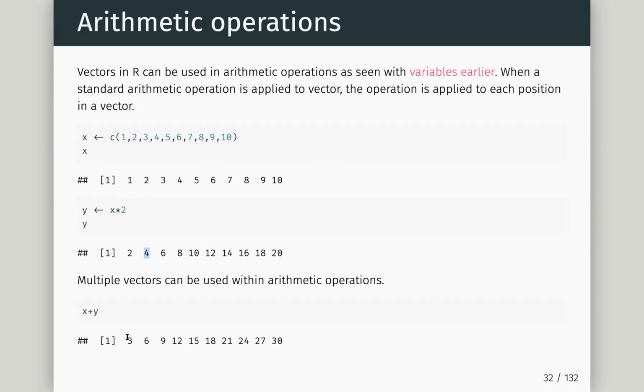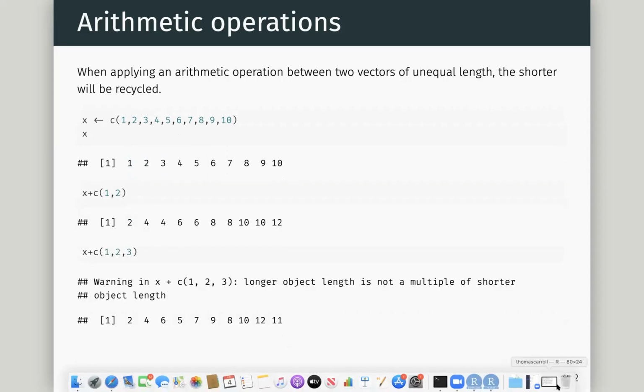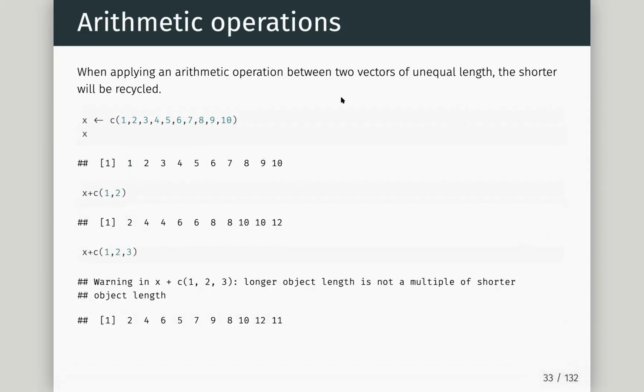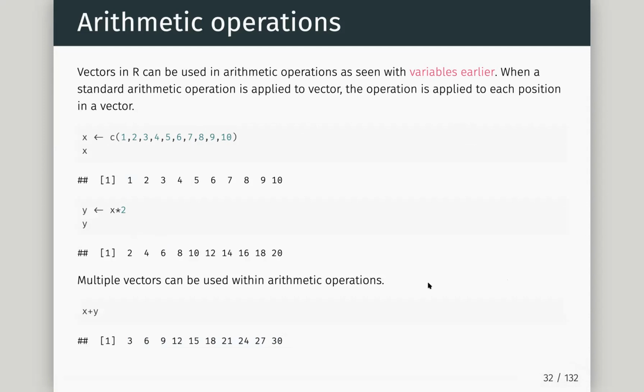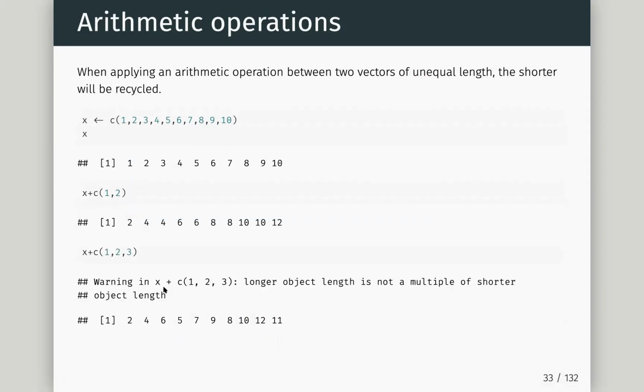We can also add two different vectors together. So here we've got x and y. And if I add x to y, it adds the first elements together, the second elements together, the third elements together, fourth elements together. And it works along pairwise, adding these two vectors together in a pairwise manner. In this case, this is kind of straightforward what it's going to do. Right? It's going to take two vectors of the same length and add them together.